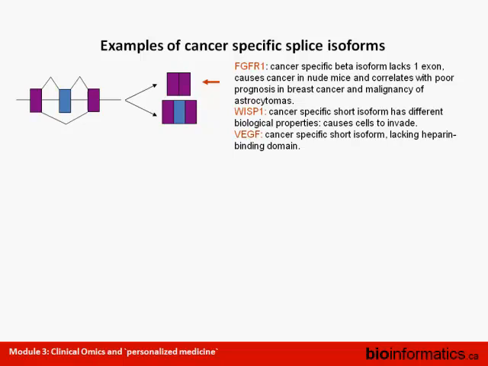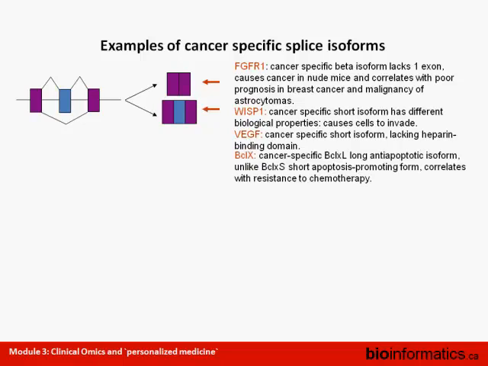Now, the inclusion isoform. So the short isoform, again, in WISP1 and VEGF: the cancer-specific short isoform of WISP1 has different biological properties compared to the normal inclusion isoform and causes cells to invade. Another example is VEGF, where the cancer-specific short isoform lacks the functional domain of the protein. And one of the notorious examples is the BCLX gene, which has long and short isoforms. The long isoform is the anti-apoptotic cancer isoform, and the short isoform is the apoptosis-promoting form.